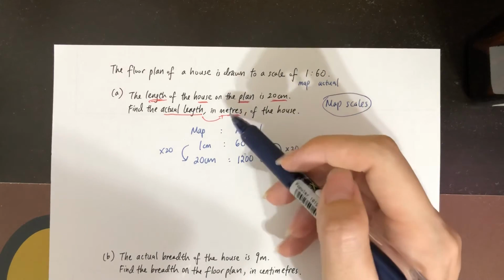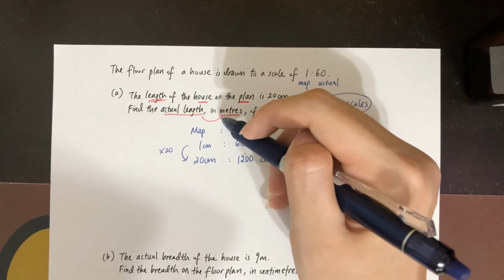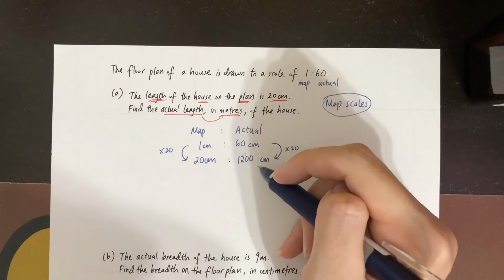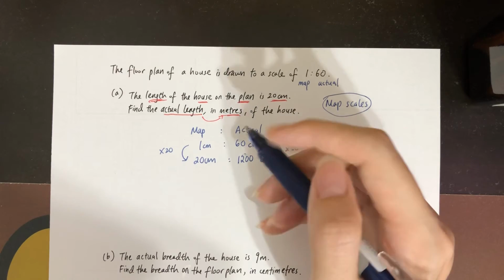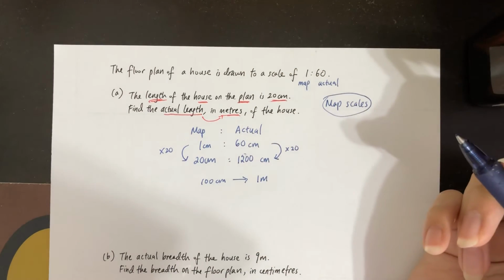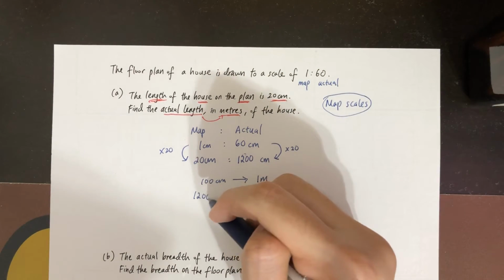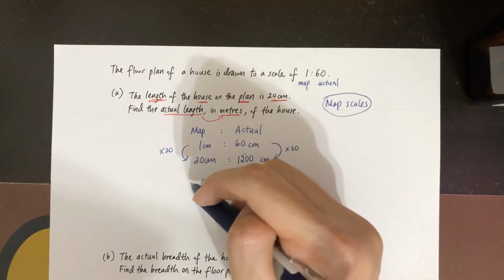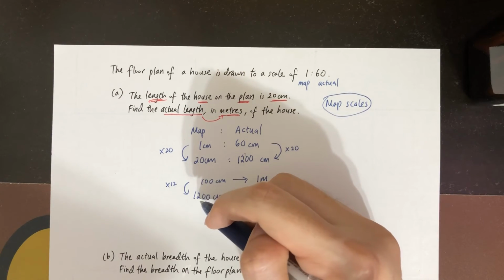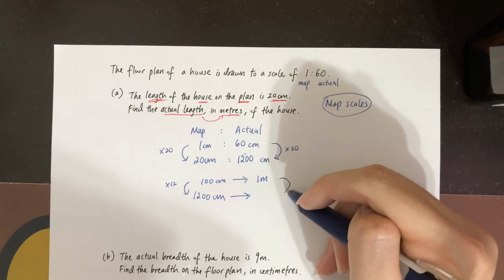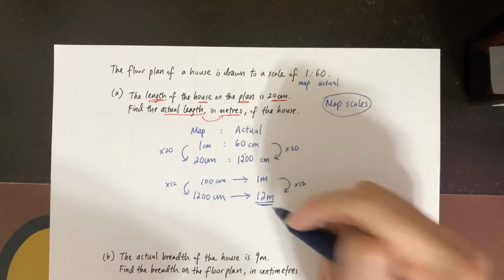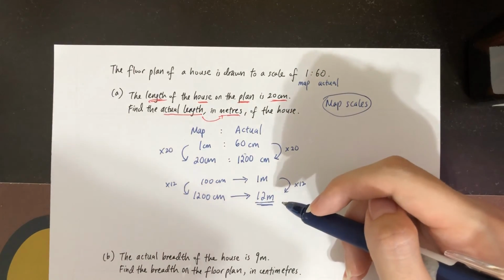But wait, we are not done with the question, because the question wants us to express the actual length in meters, but now we have it in cm. So just do a conversion, bearing in mind that 100 cm is 1 meter. Now we have 1200 cm. We can times 12 on this side, 12 times 100 gives us 1200. So we times 12 on the right hand side, and it gives us 12 meters. So this is the answer for part A.